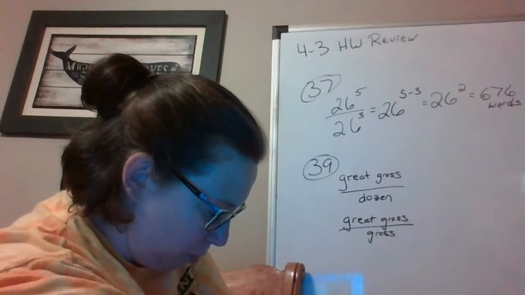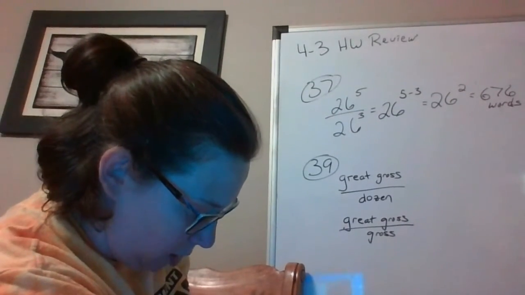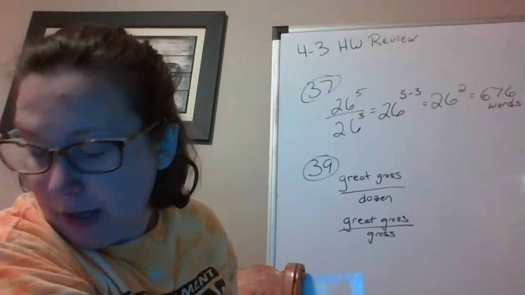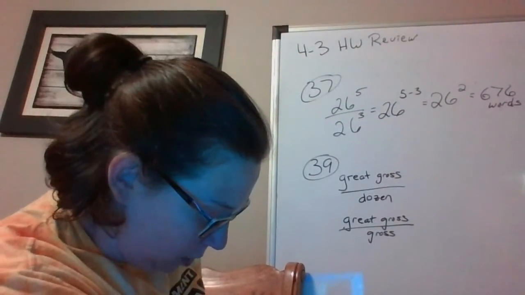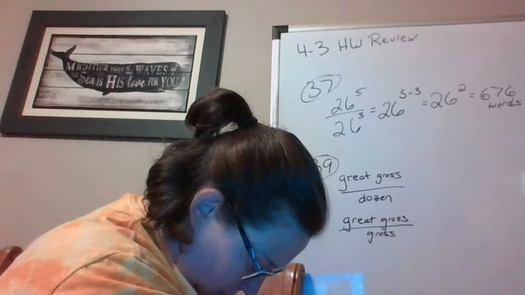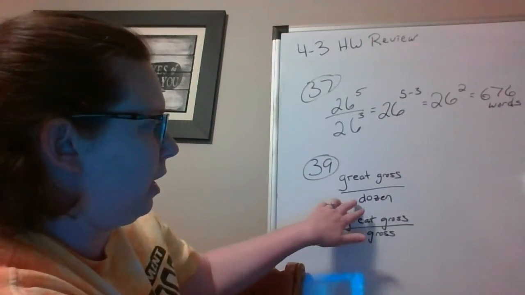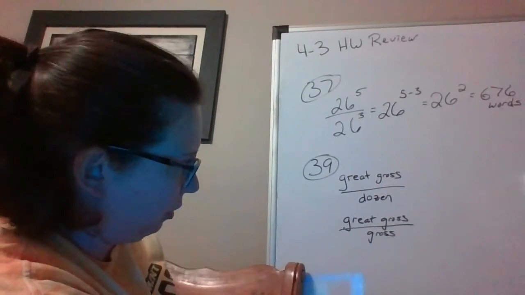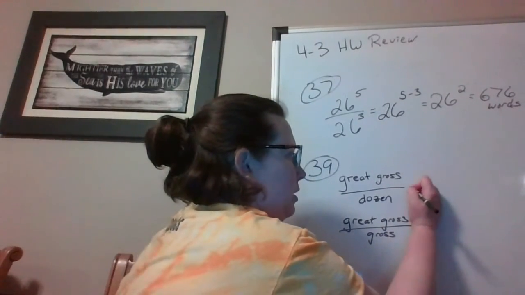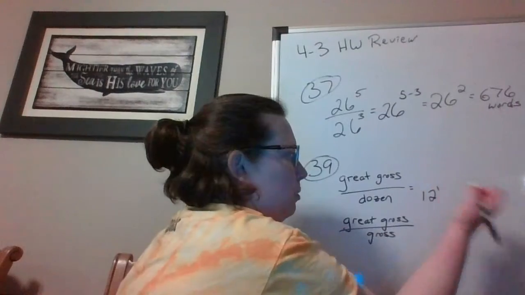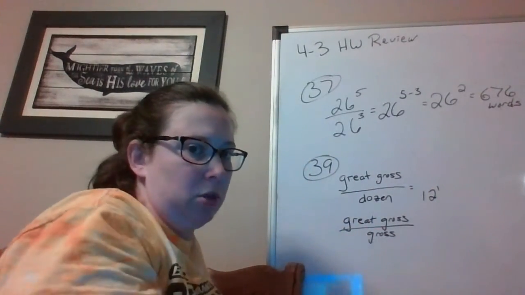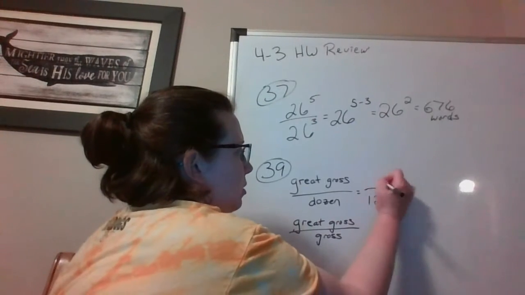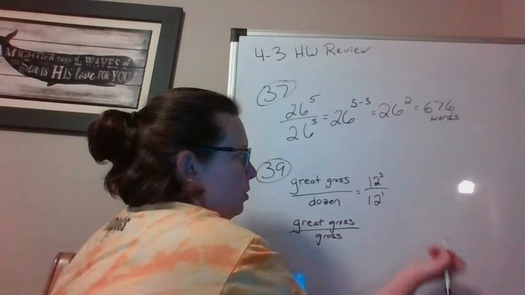And then in your book it shows you what gross is, which is 12 squared, and what a great gross is, which is 12 cubed. So we are supposed to figure out how many dozen are in a great gross, and then how many gross are in a great gross. So a dozen would be 12 to the power of 1, because we're multiplying 12s and we have one of them. Great gross is 12 cubed.